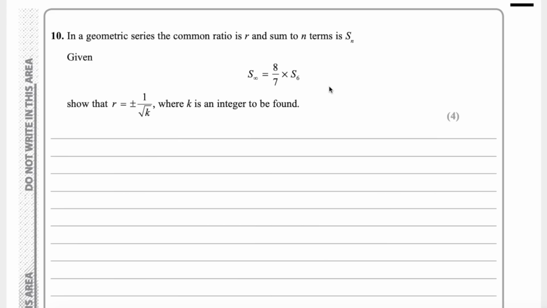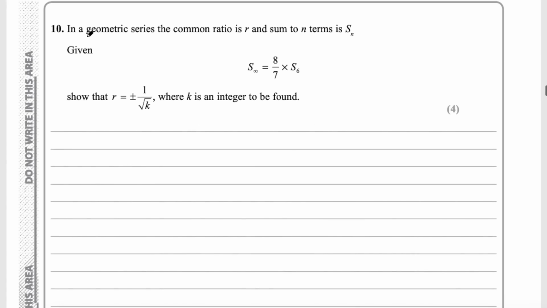Question 10 says, in a geometric series, the common ratio is r and the sum to n terms is S sub n. Given S sub infinity equals 8 over 7 multiplied by S sub 6, show that r equals plus or minus 1 over the square root of k, where k is an integer to be found.